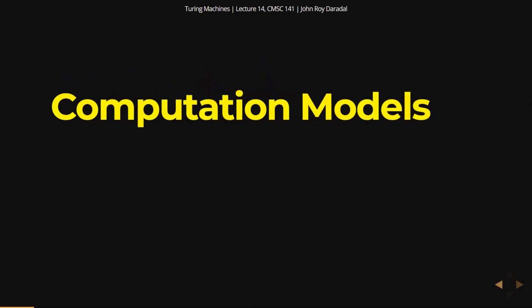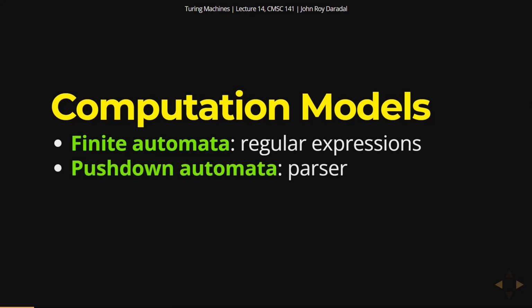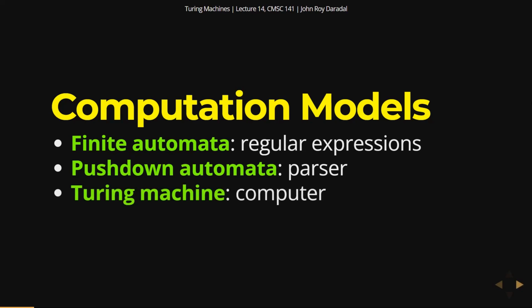So far, we have seen several computation models in this course. So first, we saw finite automata, which models regular expressions. We also saw pushdown automata, which modeled parsers. Now this time, the third computational model that we'll encounter is the Turing machine, which models a computer.